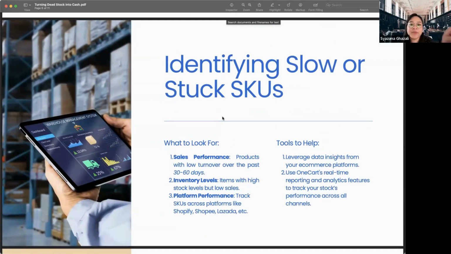So that should be your data. For items that have been sitting in your inventory for 30 and 60 days, you should take action on it, right? You can also take a look by checking on inventory levels, so items with high stock levels but low sales. A matrix like this, basically data like this, we are able to retrieve in OneCart.